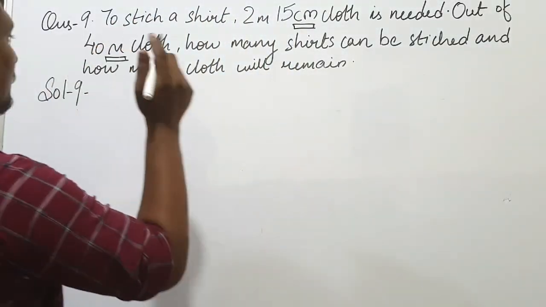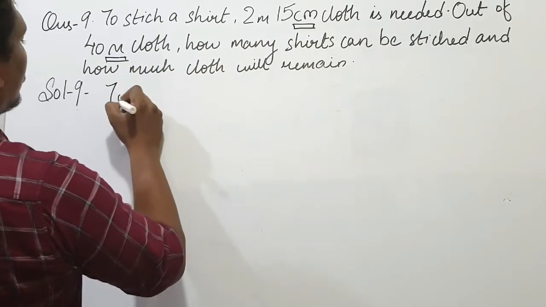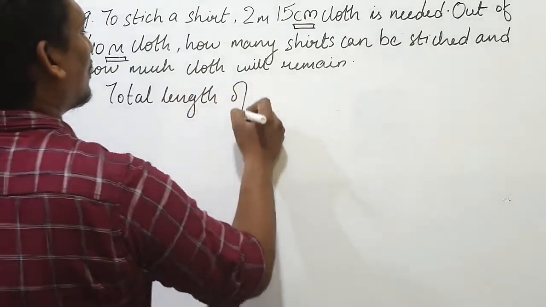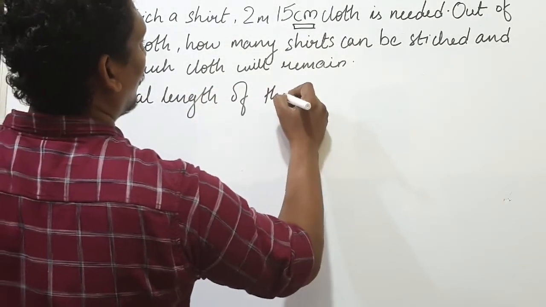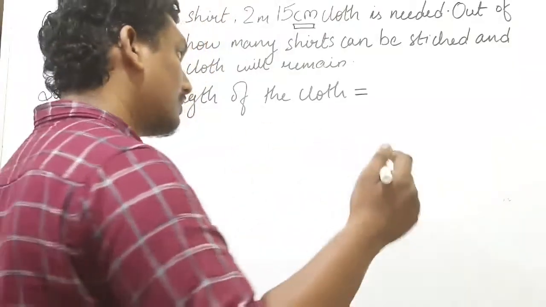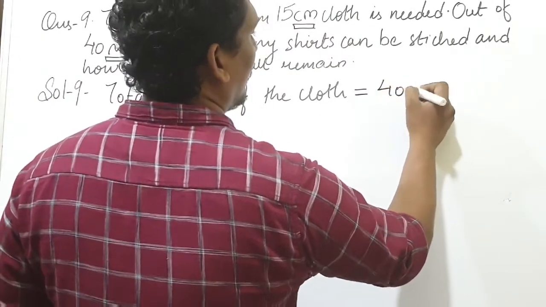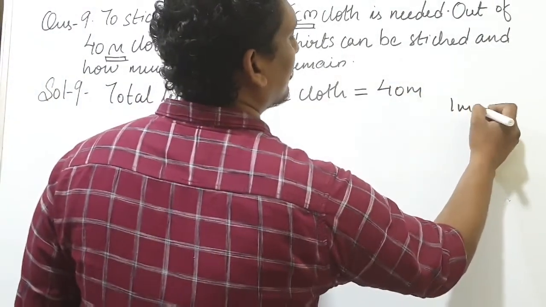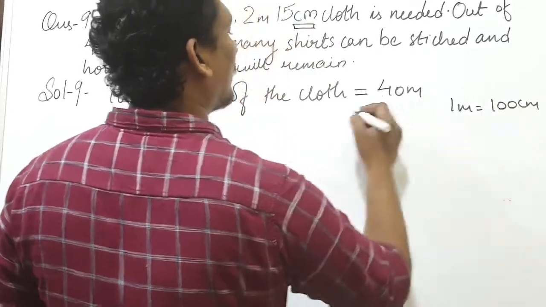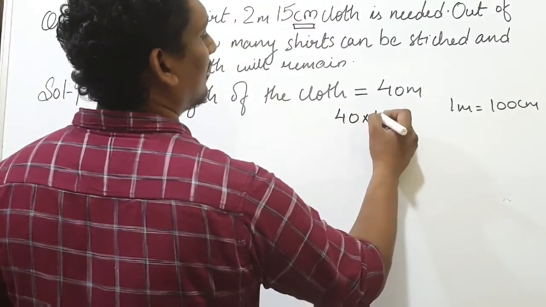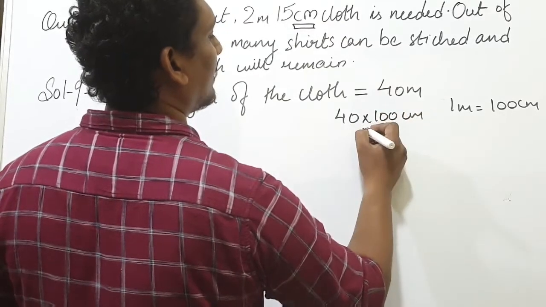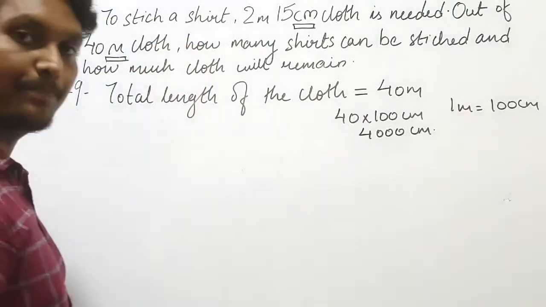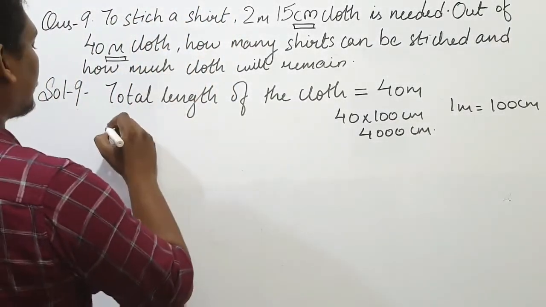First we'll write the total length of the cloth. Here 40 meter is given. We have to convert this 40 meter into centimeter. So 1 meter is equal to how much? 100 centimeter. So we'll multiply this with 100 centimeter. So the answer is 4000 centimeter. Okay, now come to the next step.